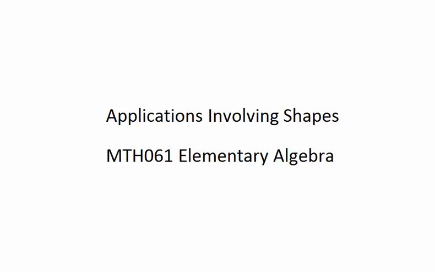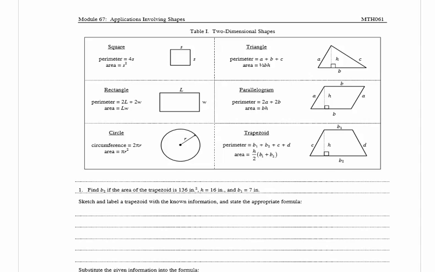In this video, we're going to look at applications involving shapes. In Table 1, they give us two-dimensional shapes, the perimeter and the area for each of the shapes. And we're going to use these formulas in the problems to come.